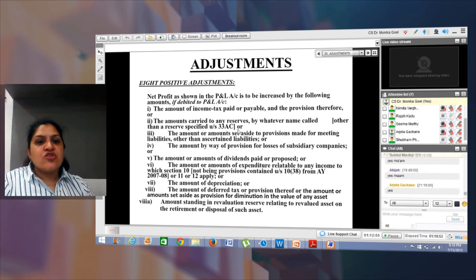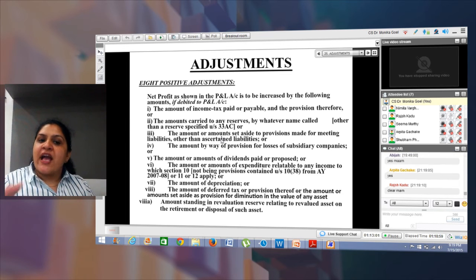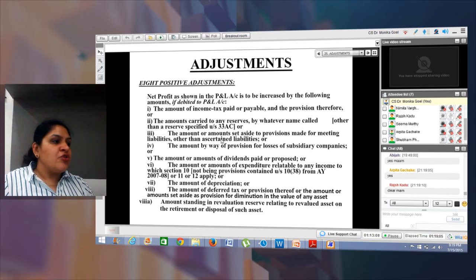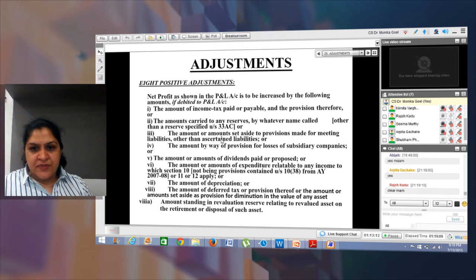Okay. So now the second adjustment that we have to make is we have to add back the amounts which are carried to any reserves. In case, while preparing your profit and loss account, you have transferred any amount to any reserve, right? So you will have to add it back.